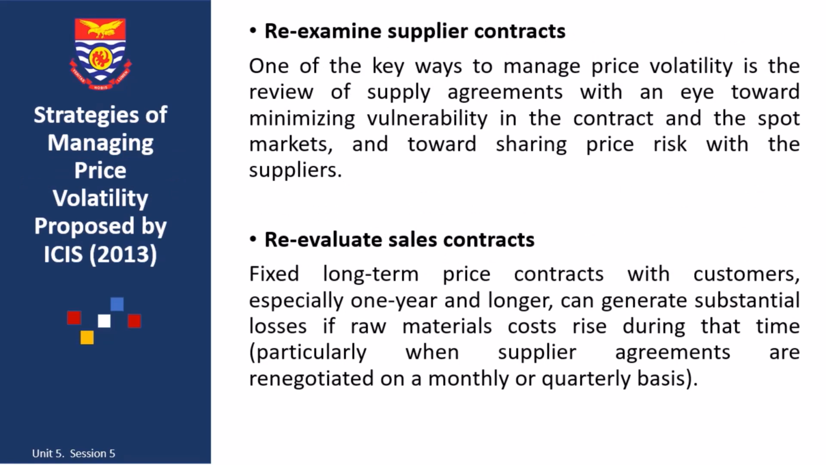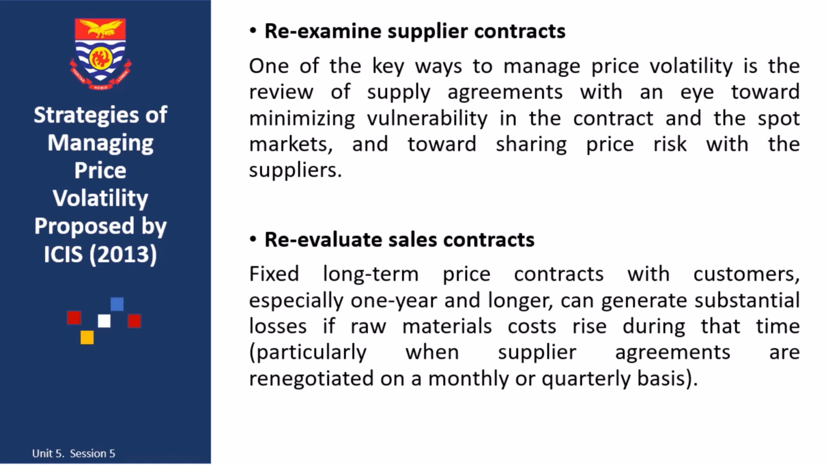So, some strategies to manage price volatility. Price volatility in itself could be an increase or a decrease. That's why we have to know that there's a positive or a negative impact of changes in price that could affect any activity of the supply chain.